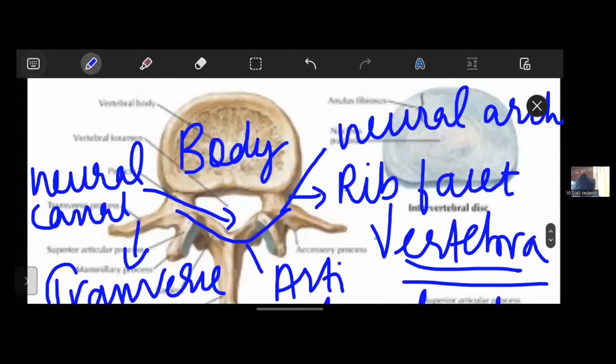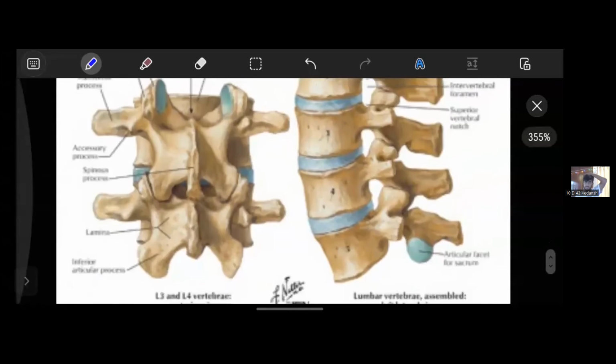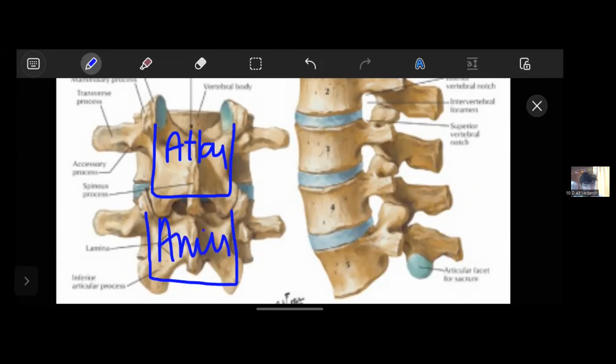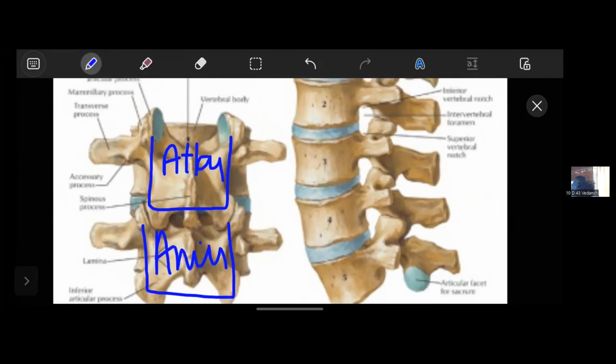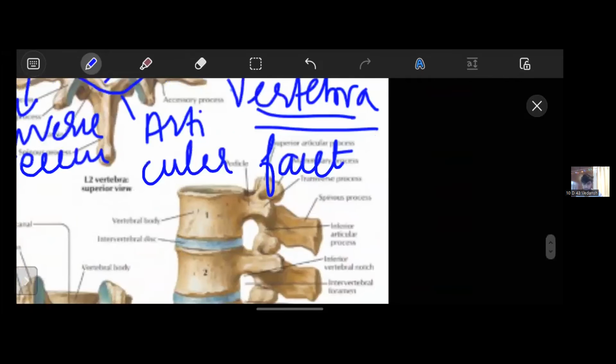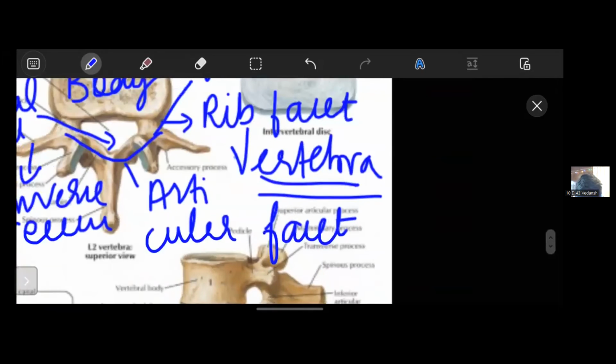Let us come toward the combined view. Okay. So, this part is known as the atlas, and this part is known as the axis. Okay, if you look from the front, we have lamina, we have articular processes, we have accessory processes, vertebral body and all. This is the lumbar vertebra. Okay, that was about our lumbar, thoracic, and cervical vertebras.